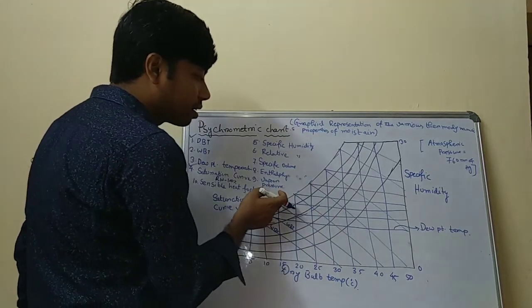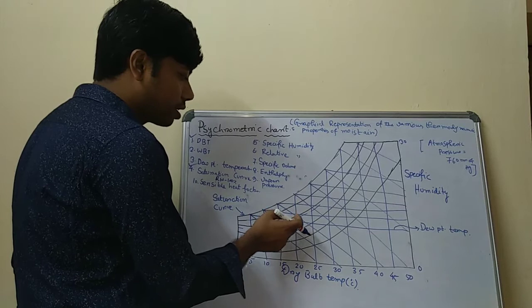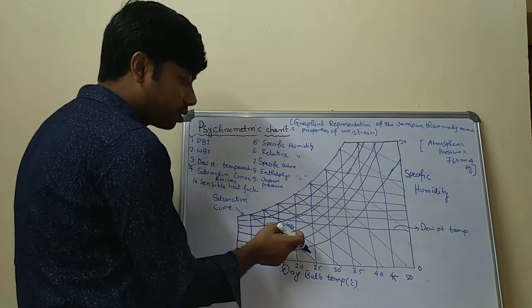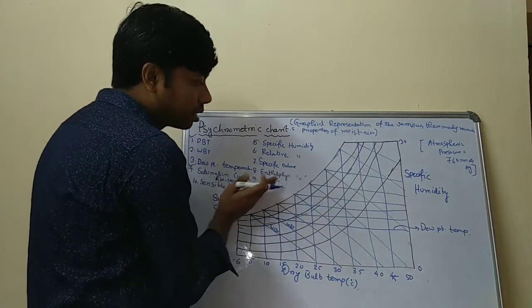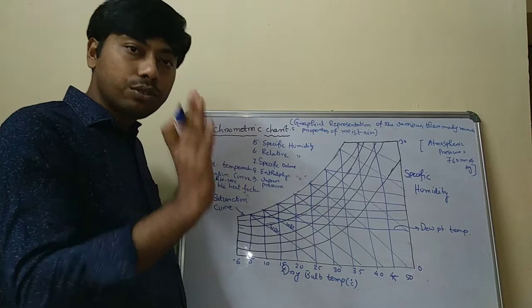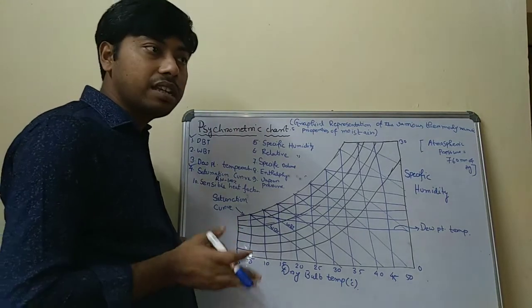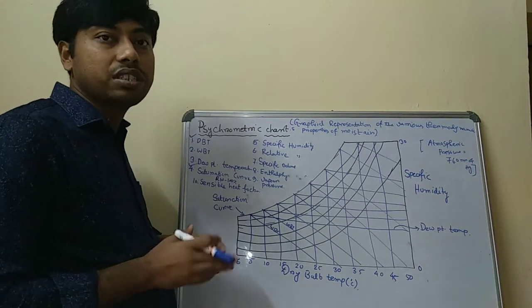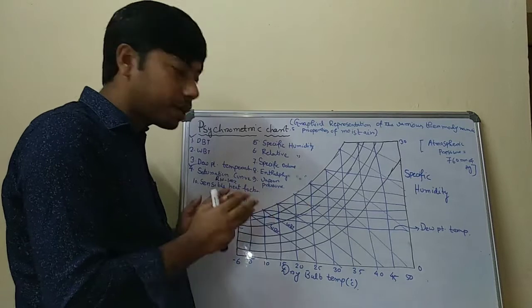So if it is 100%, then it will be 90%, which is 0.9, 0.8, 0.7, 0.6, 0.5, 0.4, like this way. So this curve indicates the saturation curve. Also in this saturation curve, the water vapor content, that is the relative humidity, is 100%. So obviously this curve indicates your relative humidity of 100%.